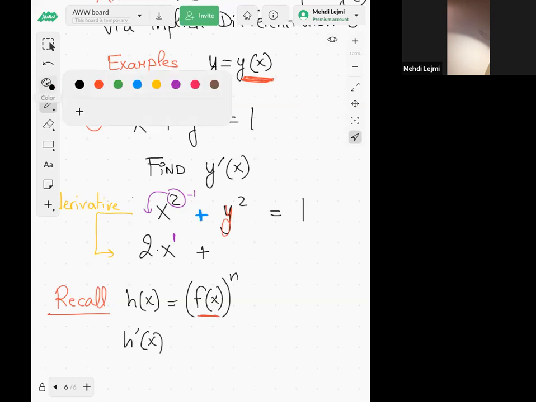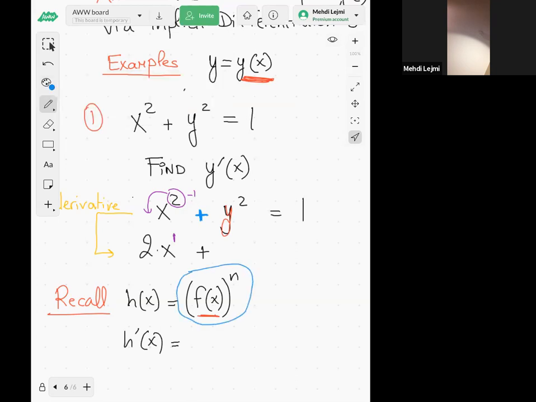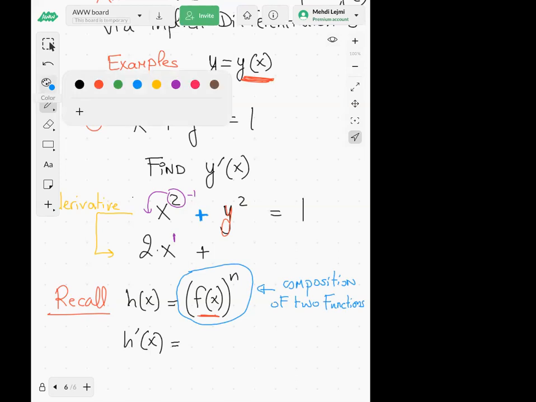If you have this power n or power 2, what's h prime? Well, this f of x to the power n is the chain rule, right? This is some function to the power n, so it's a composition of two functions, the power and the function f. It's n multiplied by f prime of x over f of x.